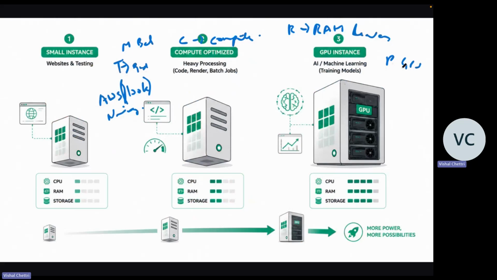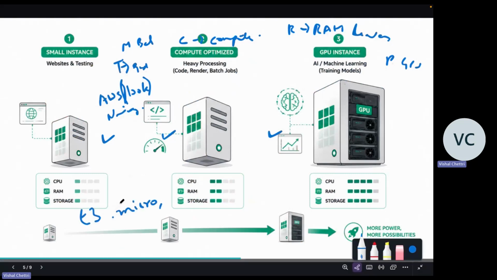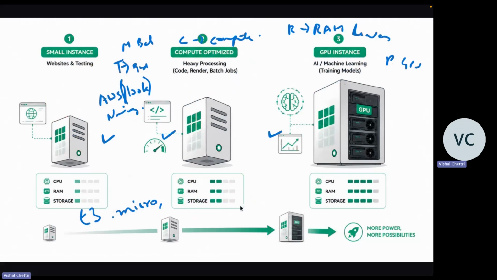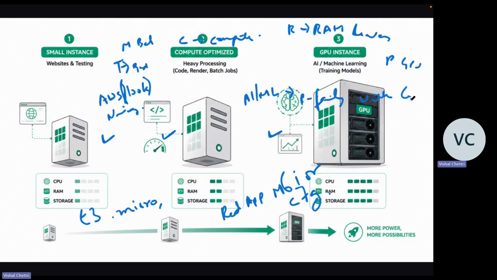Then the size: micro, large, and extra large tell you how much capacity you get, right? If you are a beginner, start with T3 micro or small. It is free tier eligible. For a real app, use M6i or C7g. If you are doing an AI/ML workflow, then use the P family with GPUs. I hope the concept is clear to you. Any doubt you have till here?